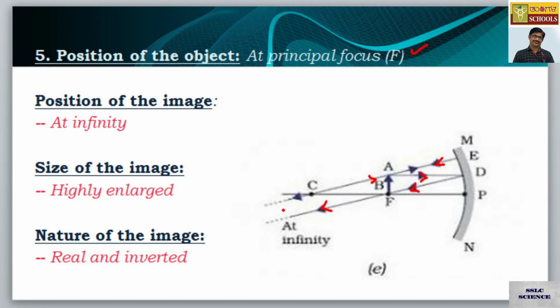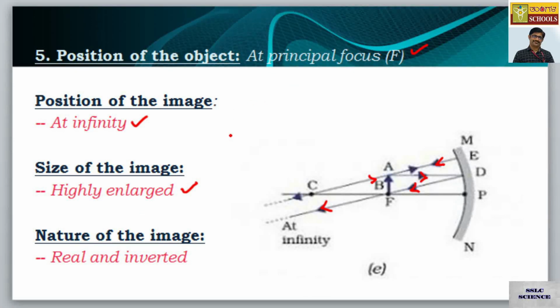You are getting the image beyond the table. Why I am mentioning this is exactly opposite to the first case. When you place the object at infinity, the image is formed on F, and when you place the object on F, the image is at infinity. So the position is at infinity, and the size of the image this time is highly enlarged. So the image after all the processes is getting enlarged.